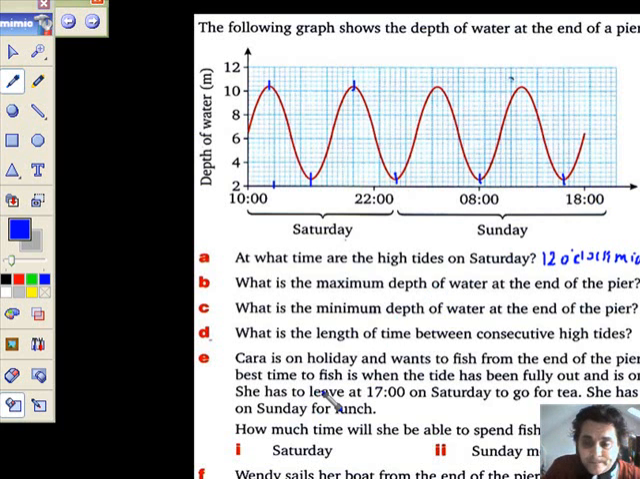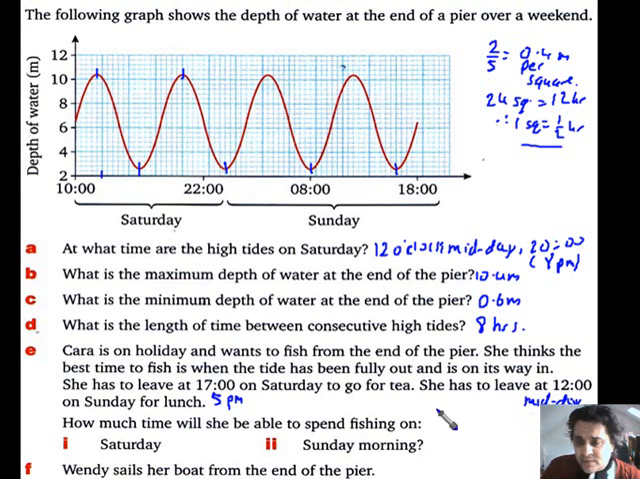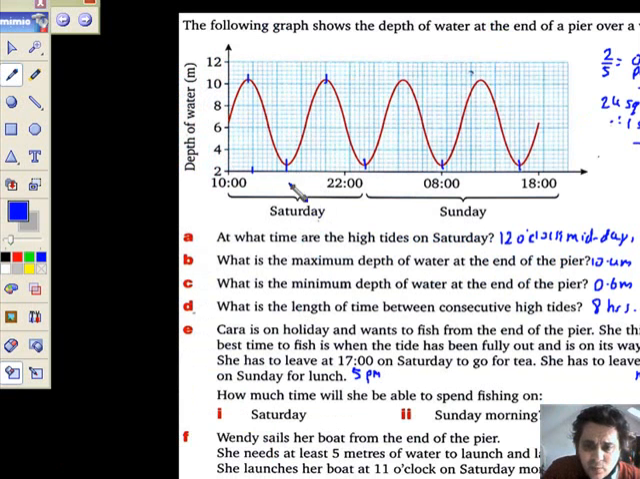So here we go. Trouble is, she has to leave at 1700 hours on the Saturday, in other words 5 p.m. and go for tea. She has to leave at 12 midday for lunch on, so that's midday. Very hard to write, I'm sorry. Right, how much time will she be able to spend fishing on the Saturday? Right, so let me try and work out what time that is.